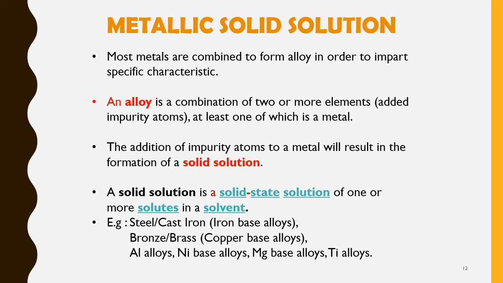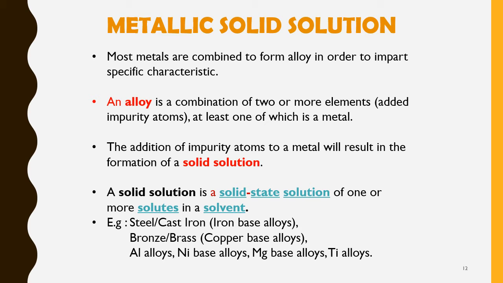So let's say you have iron, or as we know in Malay, besi. To improve the properties of the iron, we add some alloying element. For example, we add carbon to the iron to increase the hardness. So the carbon is actually the impurity atom that is added.